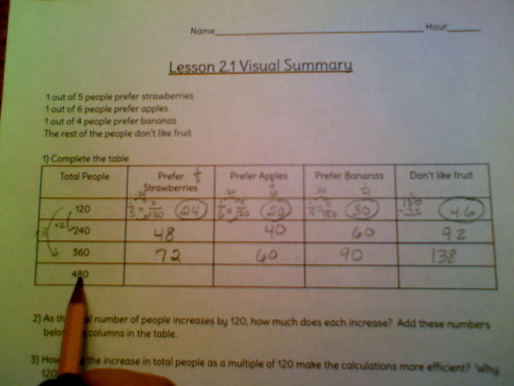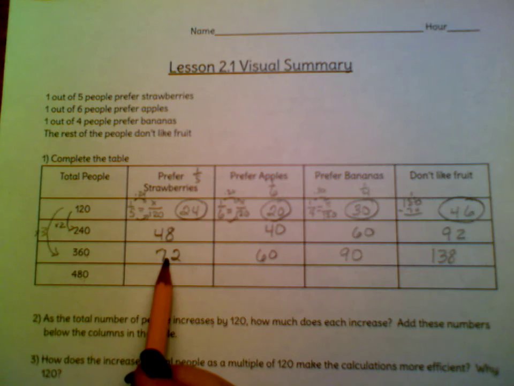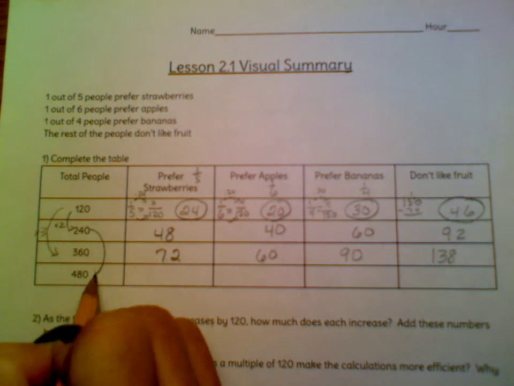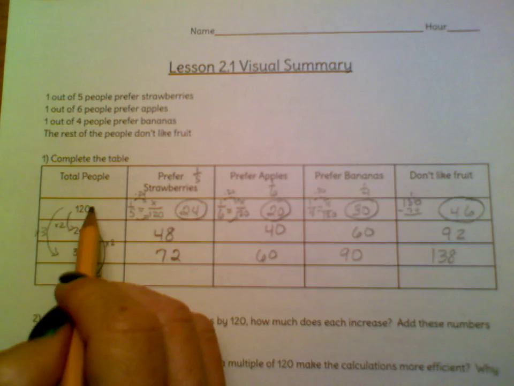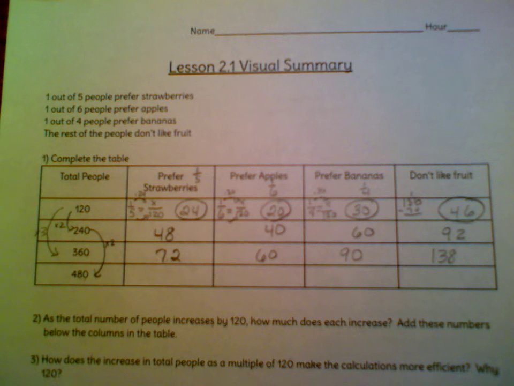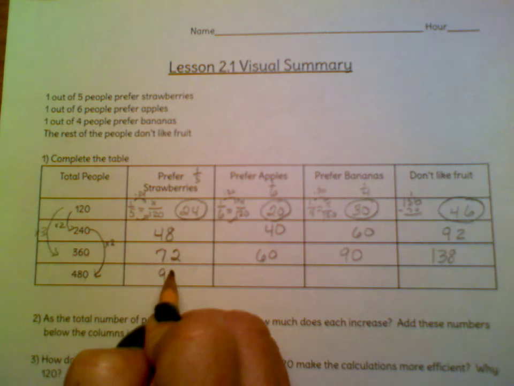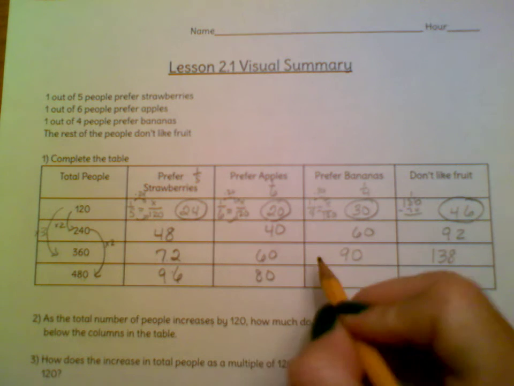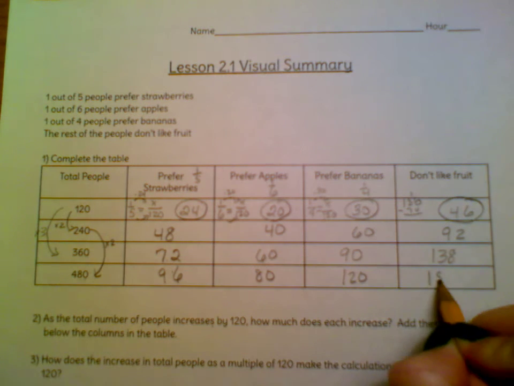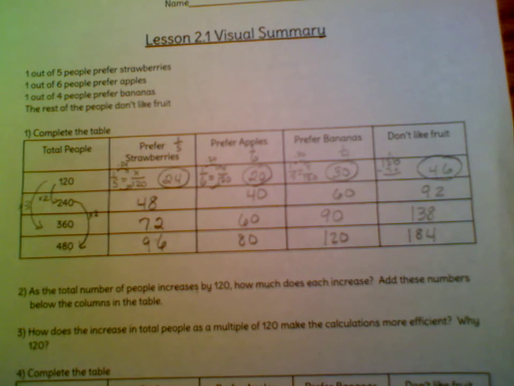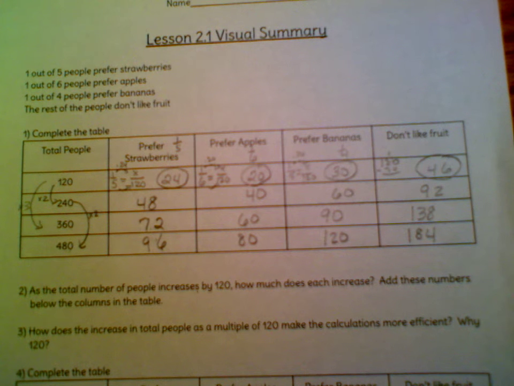When I'm looking for 480, I might see 120 plus 360 is 480. So 24 plus 72. I might see 240 times 2. I might see 120 times 4. So there's lots of ways that we can get these answers. So it doesn't matter which way you see it. The answers then will come out to be 96, 80, 120, and 184.